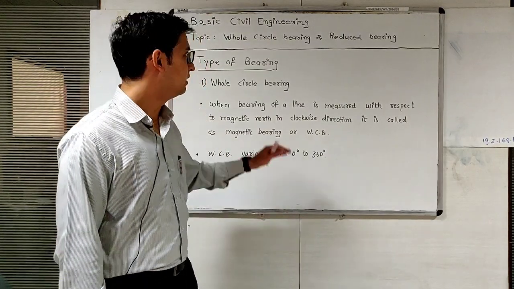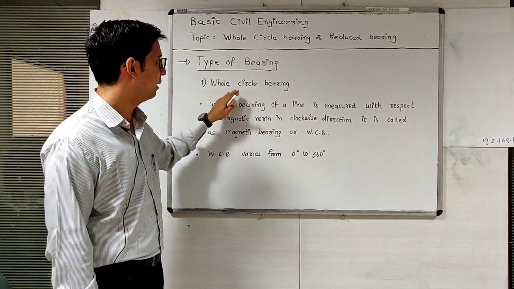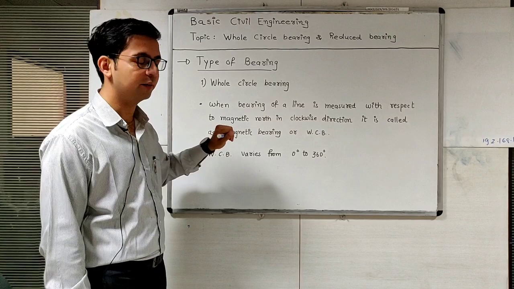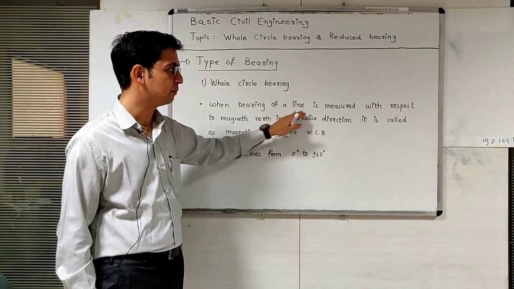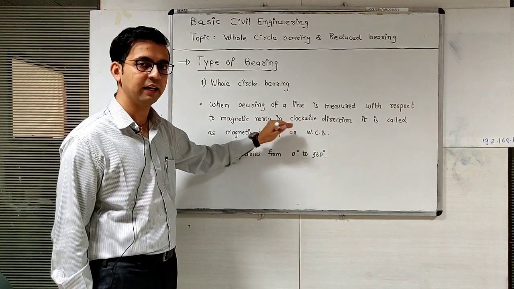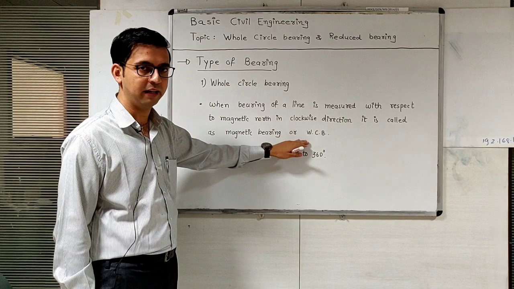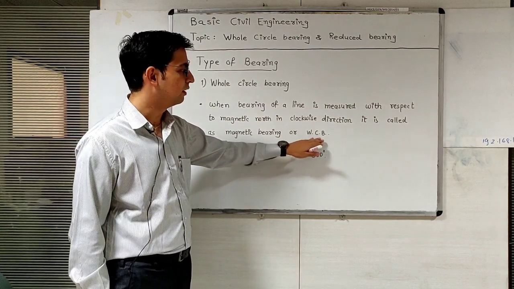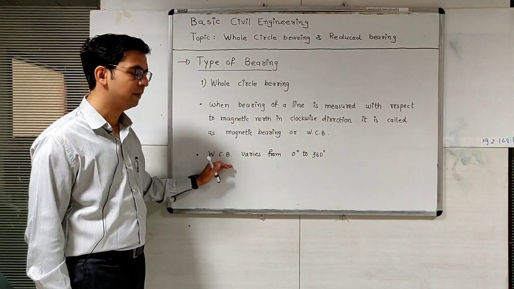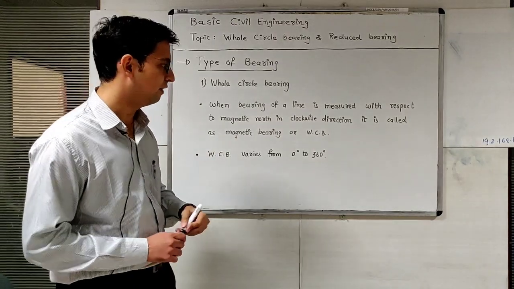Next part is types of bearing. There are two types of bearing. The first type is whole circle bearing and the second is reduced bearing. When the bearing of a line is measured with respect to magnetic north in clockwise direction, it is called magnetic bearing or whole circle bearing, in short form WCB. Whole circle bearing varies from 0 degree to 360 degree.